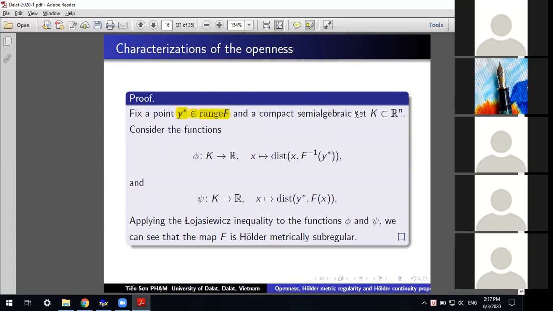We fix y star and a convex set K here, and we consider the following functions, phi and c. By definition, we can check that this function is continuous, or maybe it is not continuous but satisfies the second condition in the Łojasiewicz inequality, and it's easy to show that phi and c are semi-algebraic functions. So by the Łojasiewicz inequality, we can see that F is Hölder metrically subregular. So the proof is very easy.